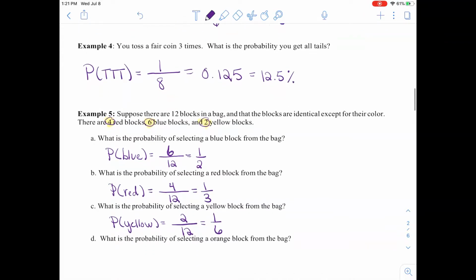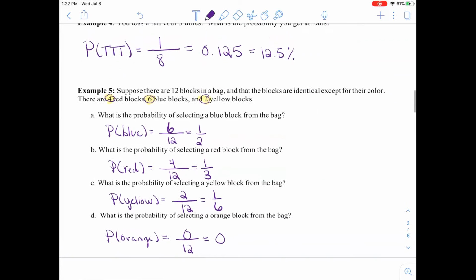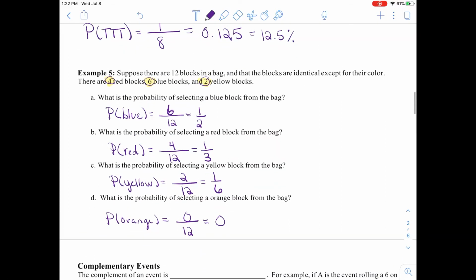Now the last one, what is the probability of selecting an orange block? Well, when I read the problem, I don't see orange listed at all. We still have 12 blocks, but we have 0 ways of choosing orange. So that's why this is impossible to happen, so it would be 0. Now these are different colors, but remember they're identical in shape, so these are equally likely to happen, right? Because I'm just choosing in a bag and I'm not looking at them. Okay, we will pick up with complementary events in the next video.